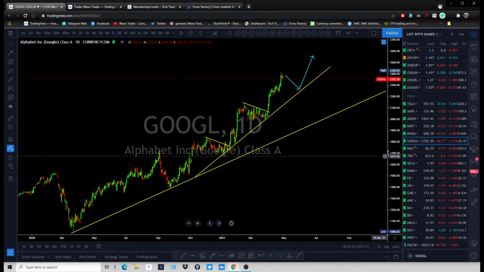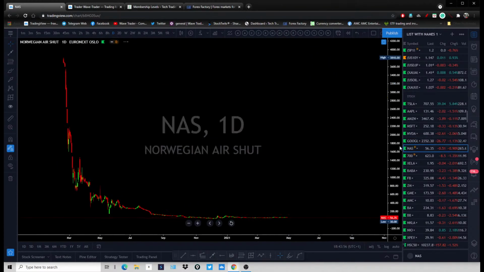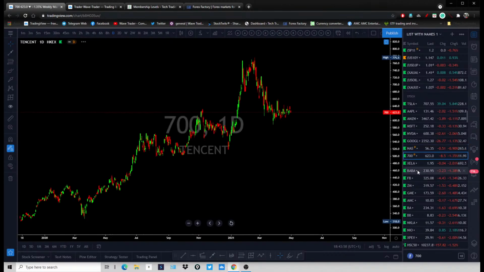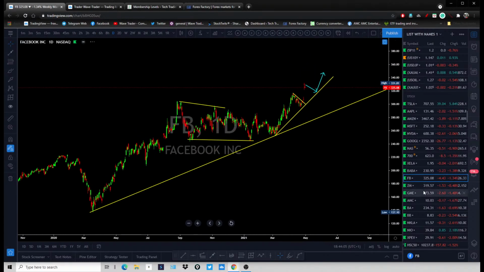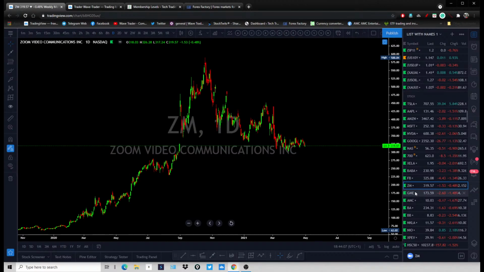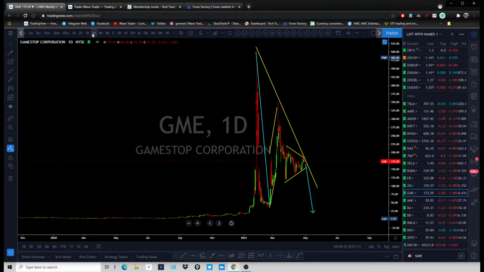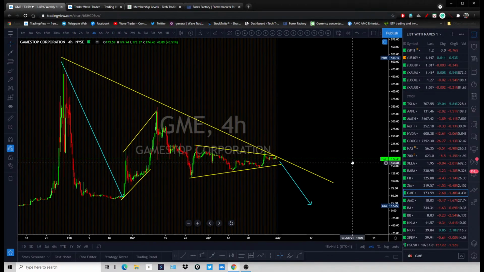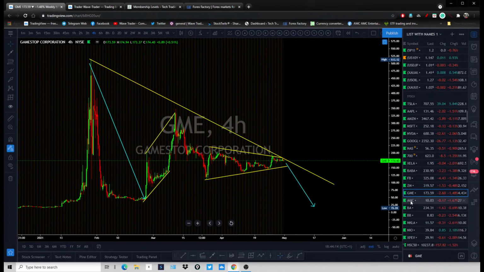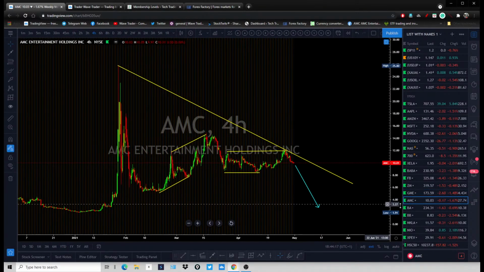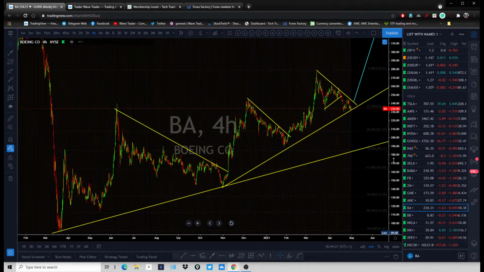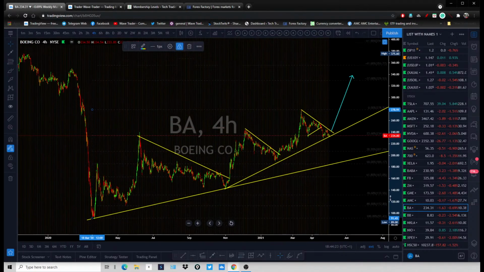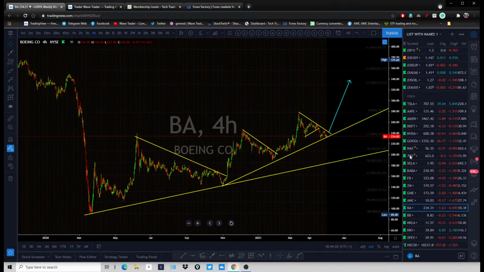Okay, so Google also needs a daily correction for more upside. Facebook, okay, correction needed for more upside. All right, so GME to go all the way back to the floor and then rise. Okay, AMC to go all the way back to the floor and then rise. Okay, Boeing to breakout for the next leg. Boeing is still undervalued, so Boeing to breakout for the next leg.